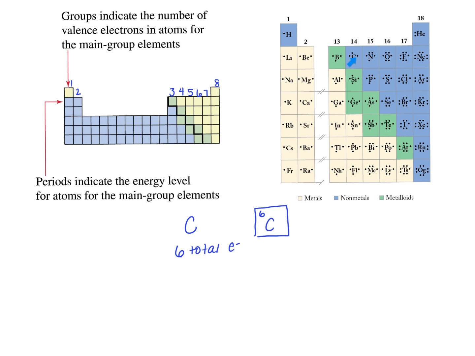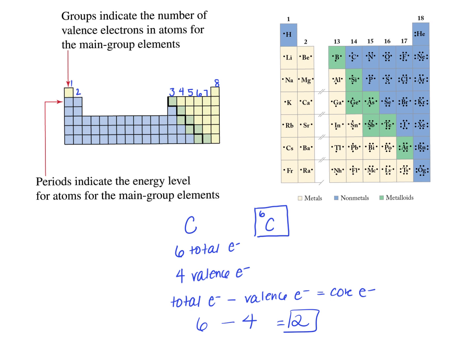I look up here and I see that carbon is in group 14. I'm going to drop this one so that I know that it's got 4 valence electrons. So carbon has 4 valence electrons. And so now to figure out the number of core electrons, I just take the total electrons, subtract the valence electrons, and that will give me the core electrons. So if we go to do this, we take our total electrons, which is 6, we subtract our valence electrons, and that gives us 2 core electrons.